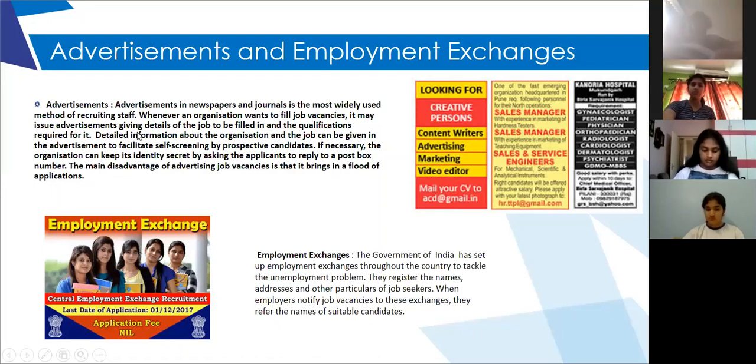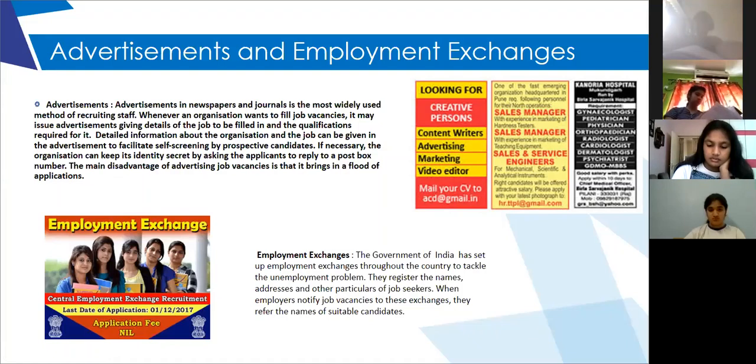Anyone? Why do we have so many advertisements in newspapers, journals? For what reason? Because there is a need to fill the vacancies. Correct. Whenever an organization wants to fill job vacancies and it is not able to recruit people from within the organization, it will depend on recruitment from outside, from external sources.